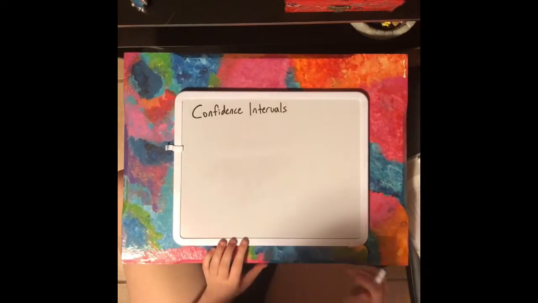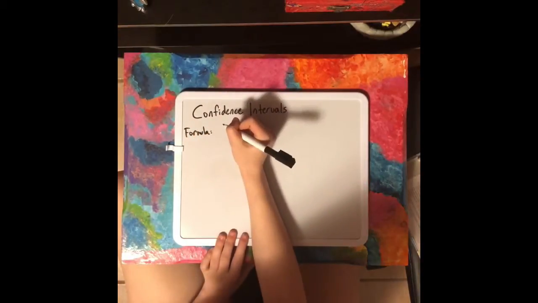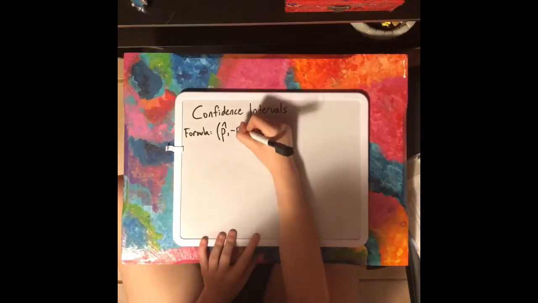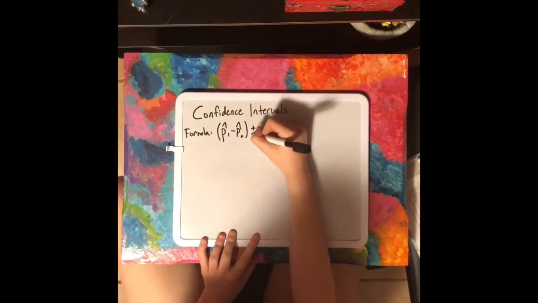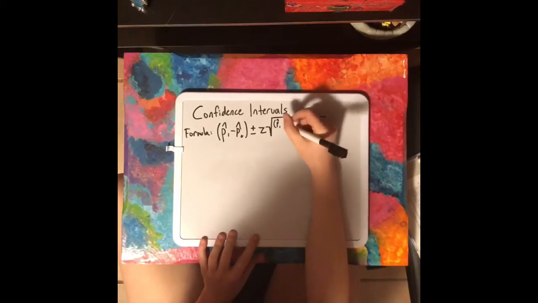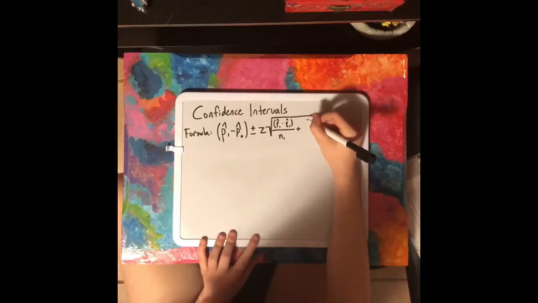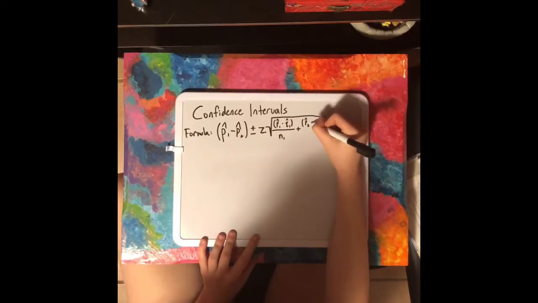with confidence intervals. The formula for a confidence interval with two proportions is p hat 1 minus p hat 2 plus or minus z times the square root of p hat 1 times q hat 1 over n1 plus p hat 2 times q hat 2 over n2.